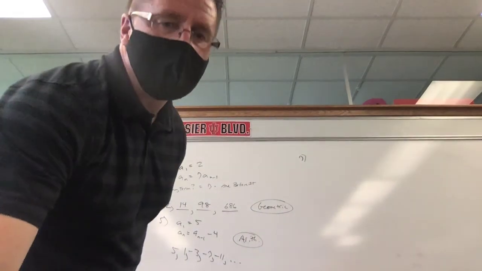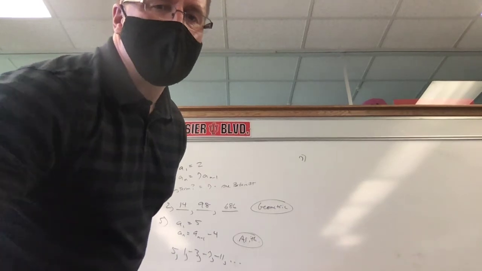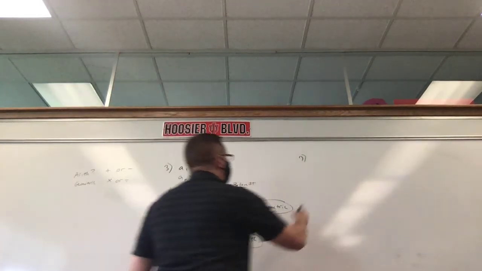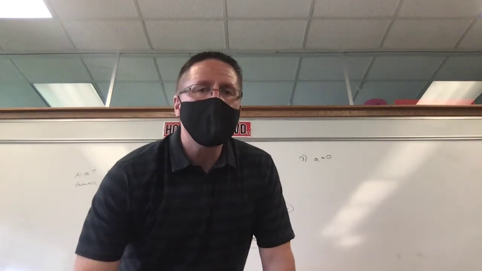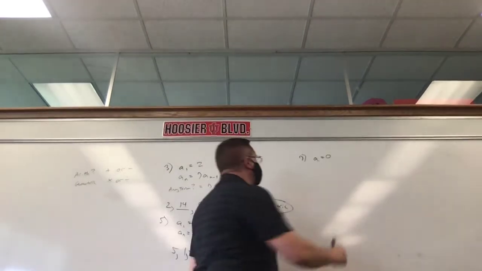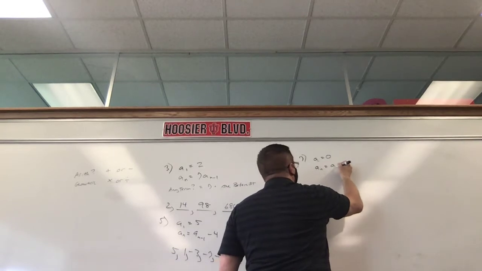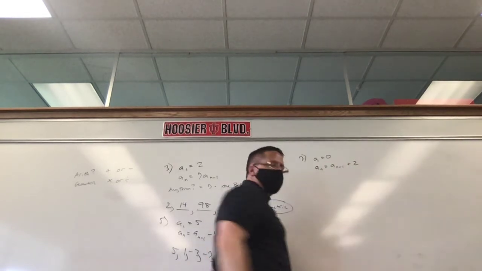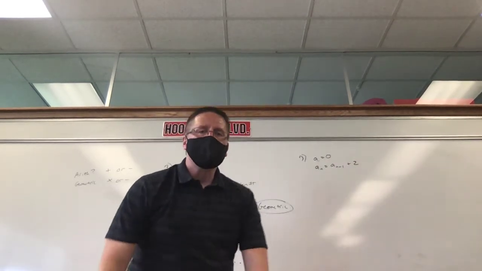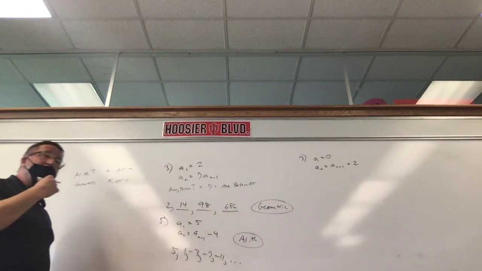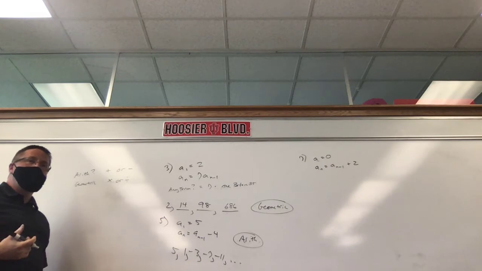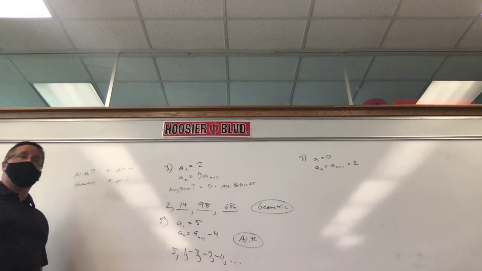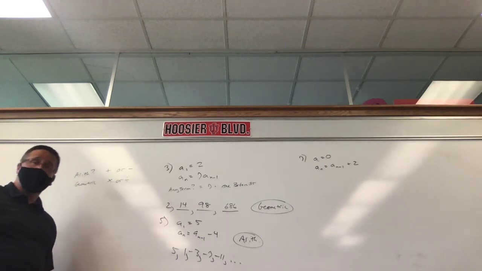Okay, number 7. They want a sub 1 is 0. Write this down. And a sub n plus 2. I think that's what it says. Very likely, on your next test, I might just ask, what does this say? In everyday language, what does it say? Let's write it out in words.